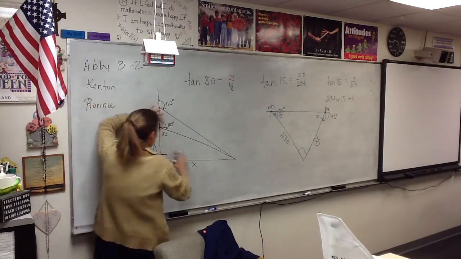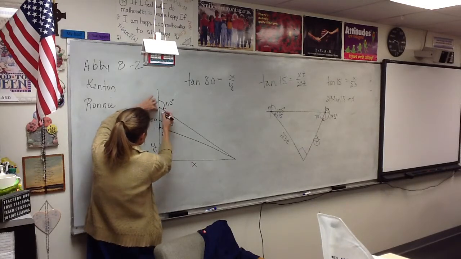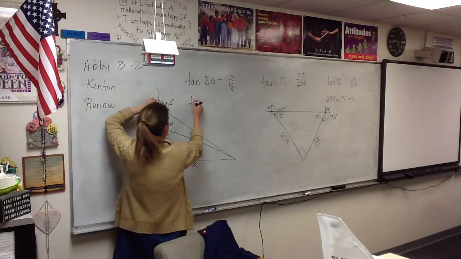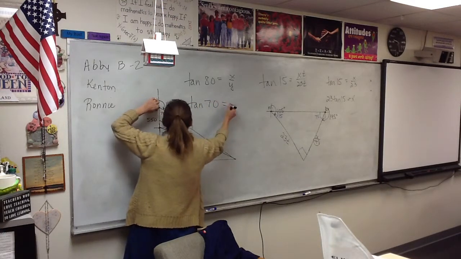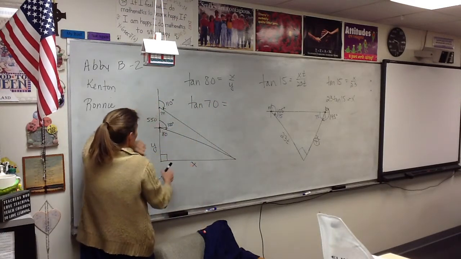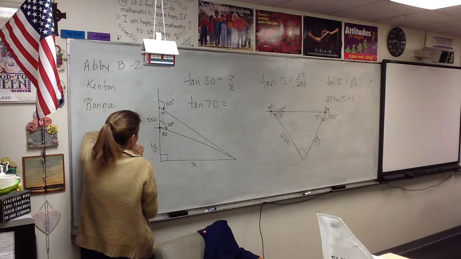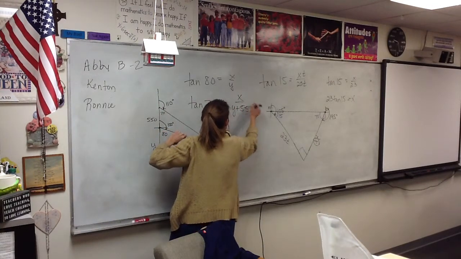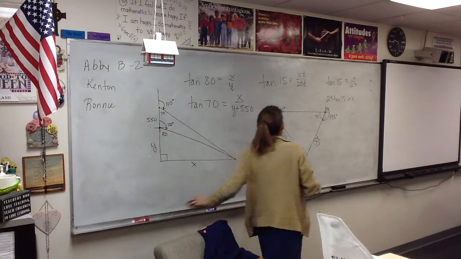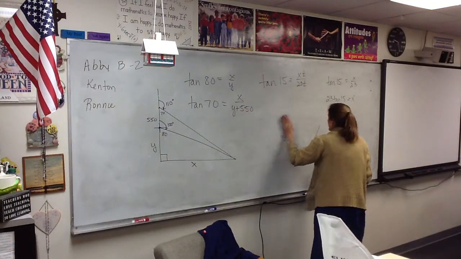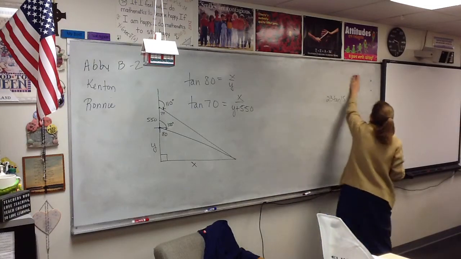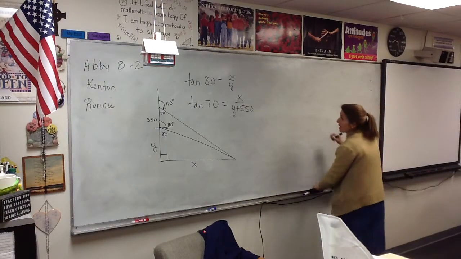Now let's look at the big triangle, the whole triangle. What's this angle? 70. So could we say tan 70 would equal x over y plus 550. Perfect. Do you remember from the problem we did earlier how to do this? Substitution. Solve for x.